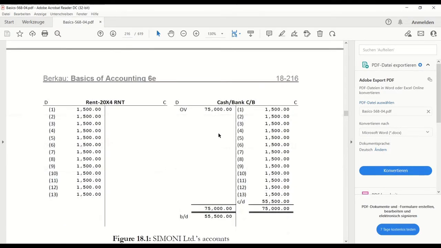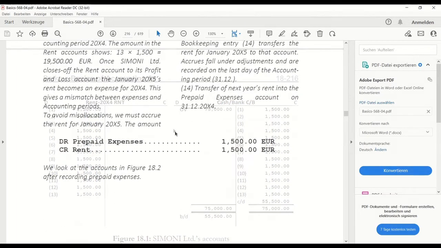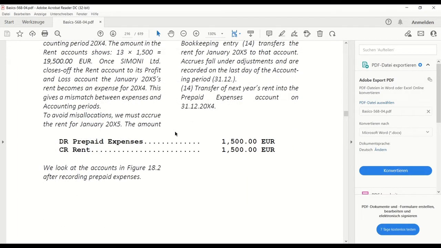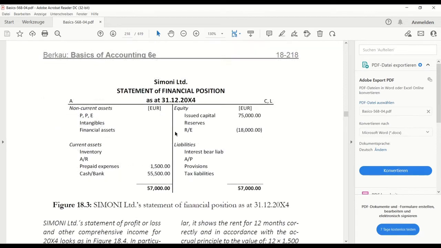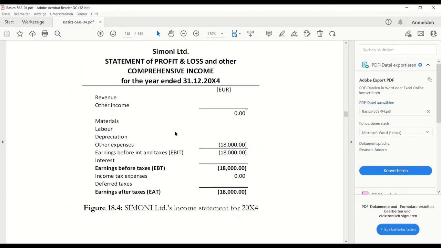We're going to take a look at the rent and at the bank account. We see 13 bookkeeping entries on the debit side of the rent account and 13 entries on the credit side of cash bank. The next step is that the rent for January in 2005 is transferred to prepaid expenses. The company makes a debit entry in the prepaid expenses account and a credit entry in rent. Once we study SIMONI's statement of financial position, we see prepaid expenses on the asset side, and we see on the income statement that only the rent expenses for the accounting period 2004 are recorded.